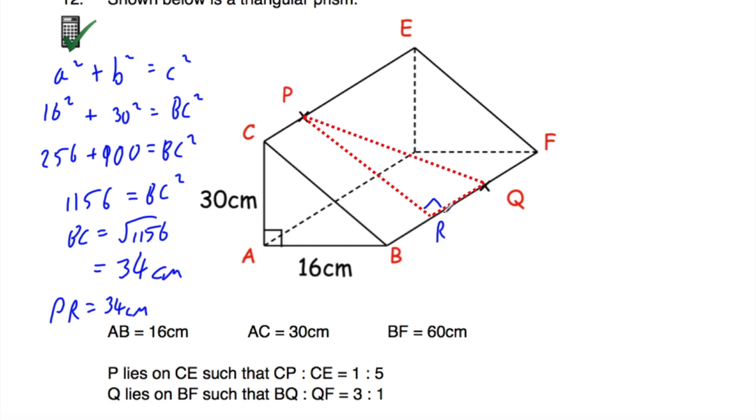And we'll label that on in a minute, but we've worked out the PR is 34 centimeters. Okay, now we need to actually work out the length of RQ. So this bit here, we're going to now need to consider these ratios. These ratios will help us work out this distance and this distance and this distance and this distance, and then we'll be able to work out that distance there. I'm just going to highlight these.